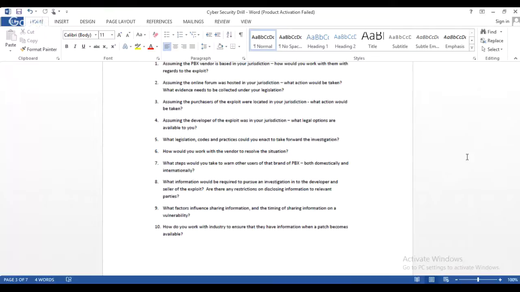The ninth question is what factors influence the sharing of information and the timing of sharing information on a vulnerability. The solution for that question is low entry barriers and a flexible, low setup. The network operator has control over its own system and does not require high IT maturity. The other one is that data must be timely and specific.